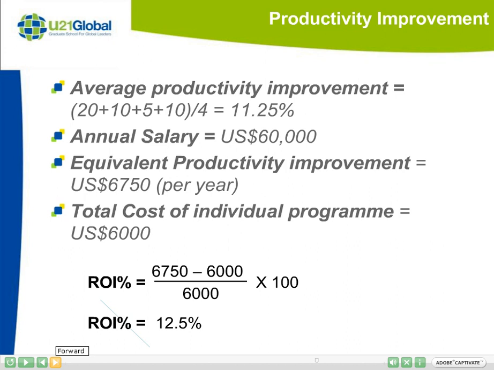Now let's just assume that the average annual salary of a middle manager is $60,000. If we take 11.25% of that, that's an equivalent productivity improvement of $6,750 per year. Now let's just assume the total cost of running that program for that particular individual middle manager was $6,000. And if we use our ROI formula again, you can see that you get an ROI of 12.5%. So not incredibly huge, but that's the calculation.